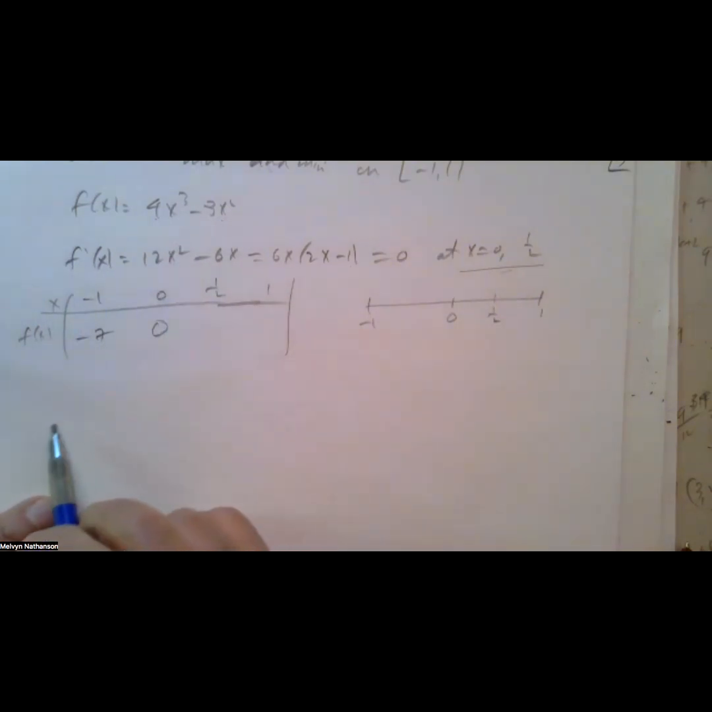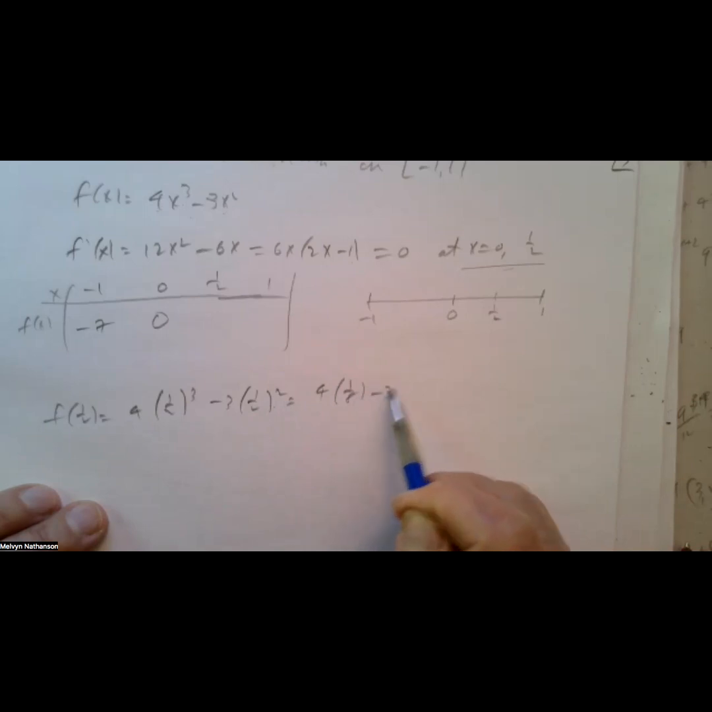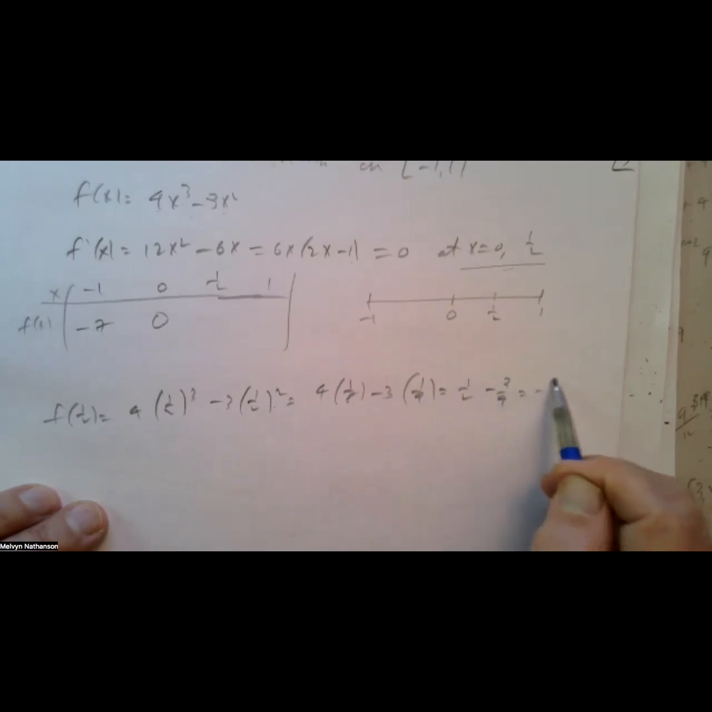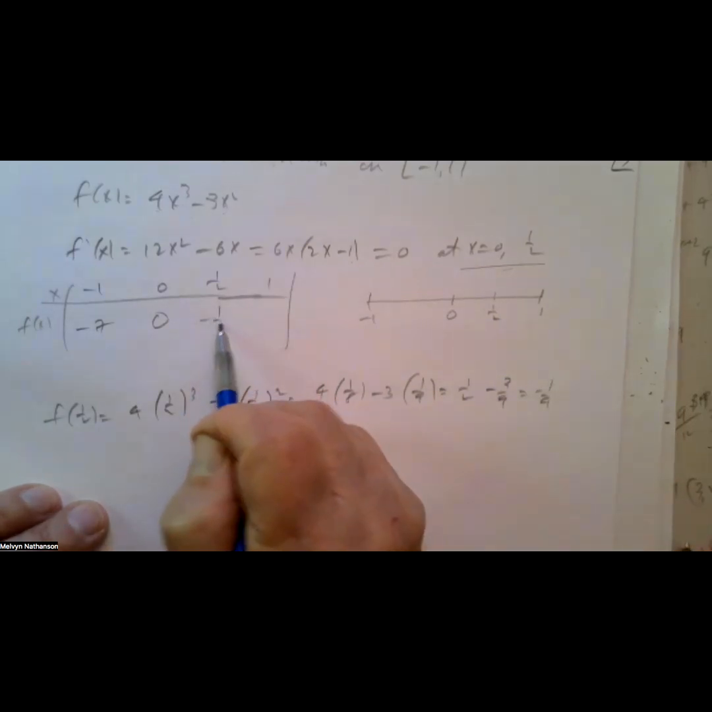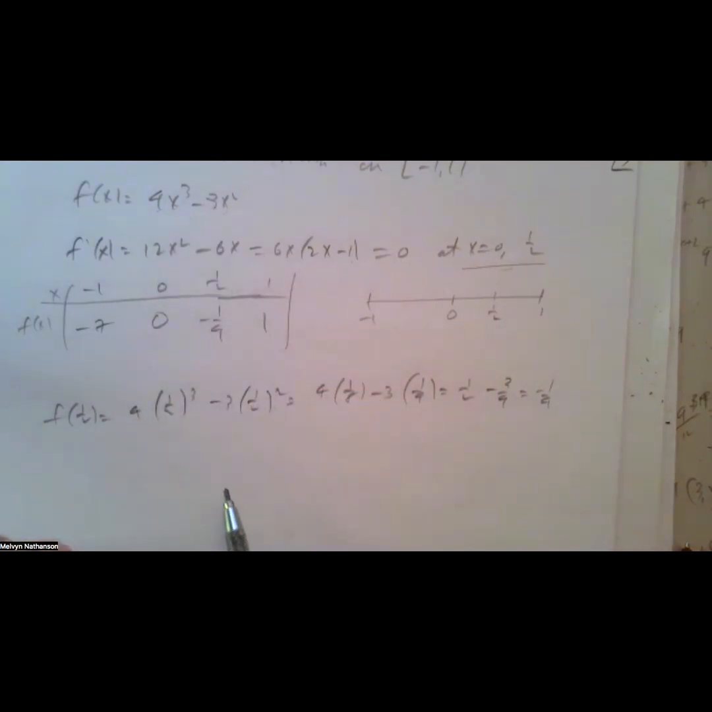Let me just write this down. F of a half is 4 times a half cubed minus 3 times a half squared. That's 4 times an eighth minus 3 times a fourth. That's a half minus 3/4, which is minus a fourth. And when x is 1, this is 4 minus 3, or 1.